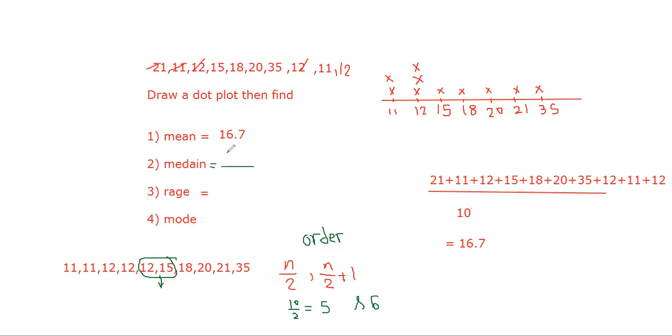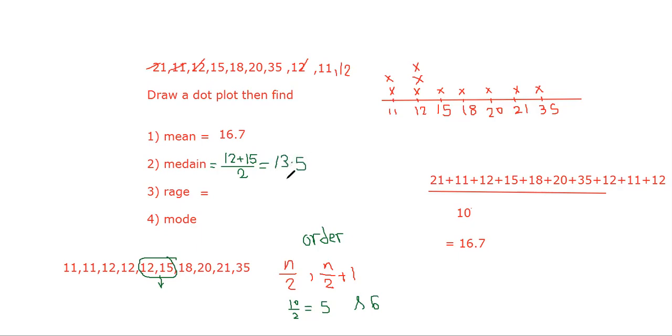It will be 12 plus 15 divided by 2. Okay, then it's 27 divided by 2. It will be how many? 27 divided by 2. You got it? 13.5.